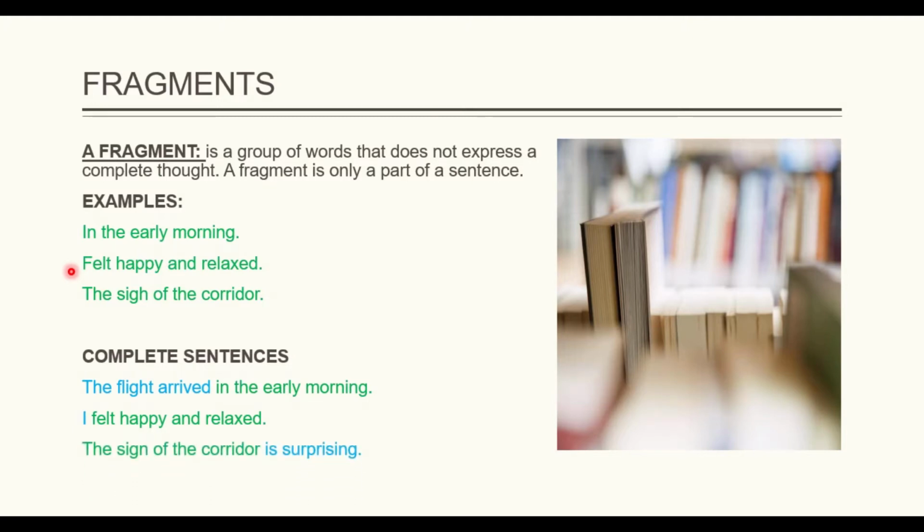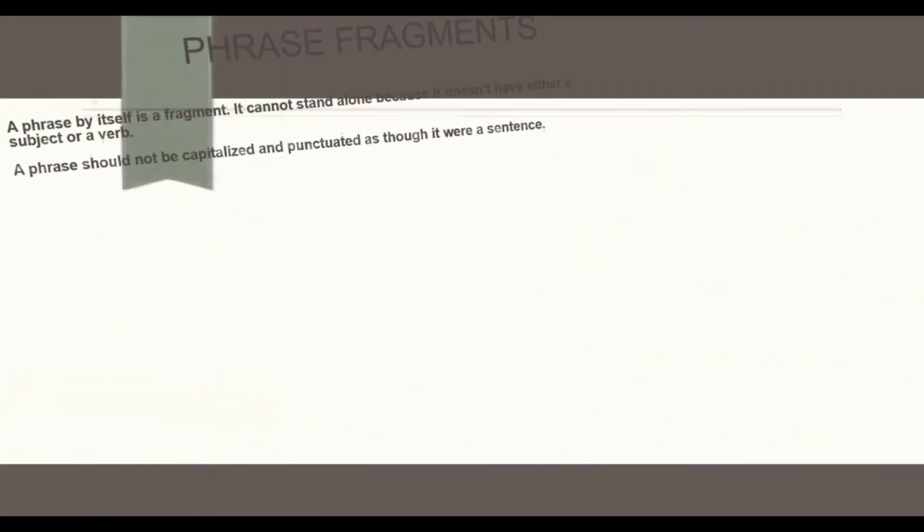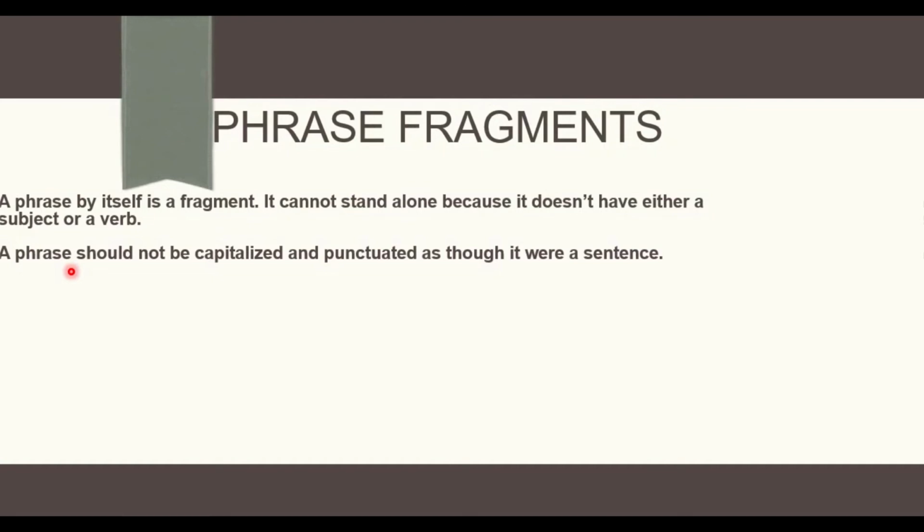And the last fragment, the sign of the corridor, I added something which is a predicate. So I can say the sign of the corridor is surprising. So now they're fragments, but with these independent clauses, they became a complete thought, a complete sentence. On the other hand, we have the phrase fragment.